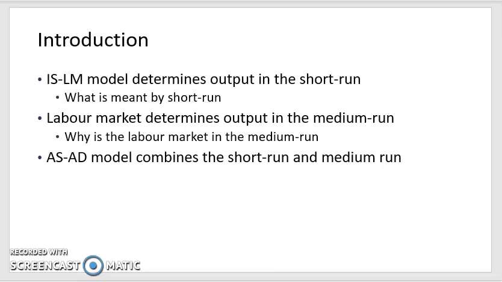In chapter 5 we looked at the determination of output in the short run, and in chapter 6 we looked at the determination of output in the medium run. So we are now ready to put the two together and look at the determination of output in both the short run and the medium run.